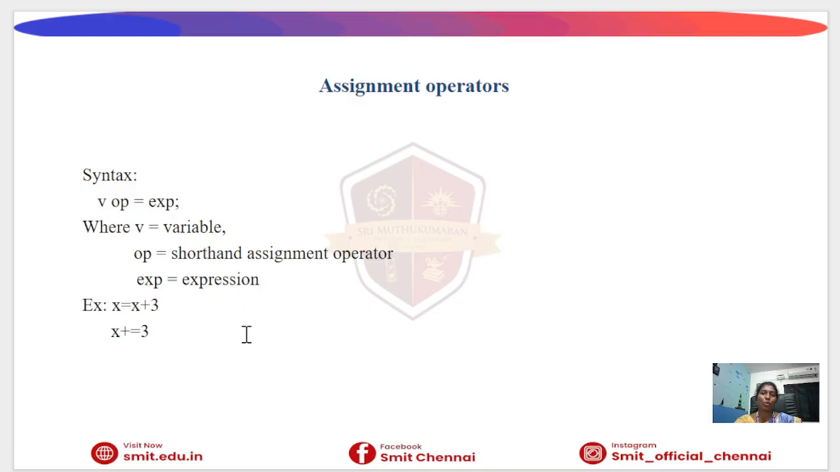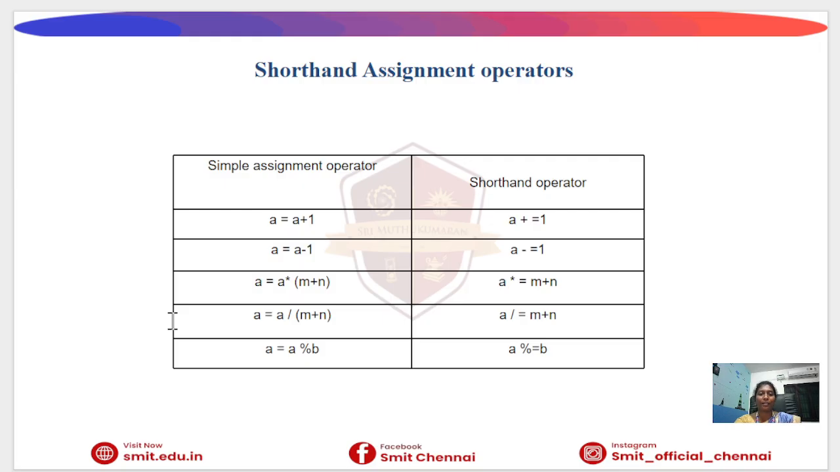Then the assignment operators. What is the assignment operator? In the assignment operator, for example, x is equal to 5. In shorthand assignment, x is equal to x plus 3. Instead of writing this, we can write x plus equal to 3, which is similar to minus equal to, into equal to, divide equal to. This makes the program shorter and cleaner. Okay, this is the shorthand assignment.